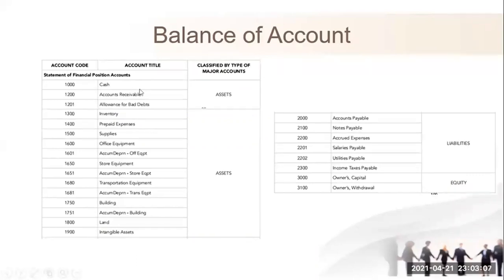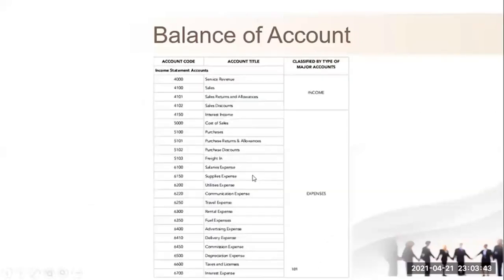Okay, so meron tayong cash, accounts receivable, allowance for bad debts, mga asset. Other asset din, inventory, prepaid expense, supplies, office equipment, samples. And then liability, meron tayong accounts payable, notes payable, accrued expense, salaries payable, utilities payable, and then income tax payable. And then for equity, we have owner's capital or owner's withdrawal. And then meron din tayong income and then expenses.